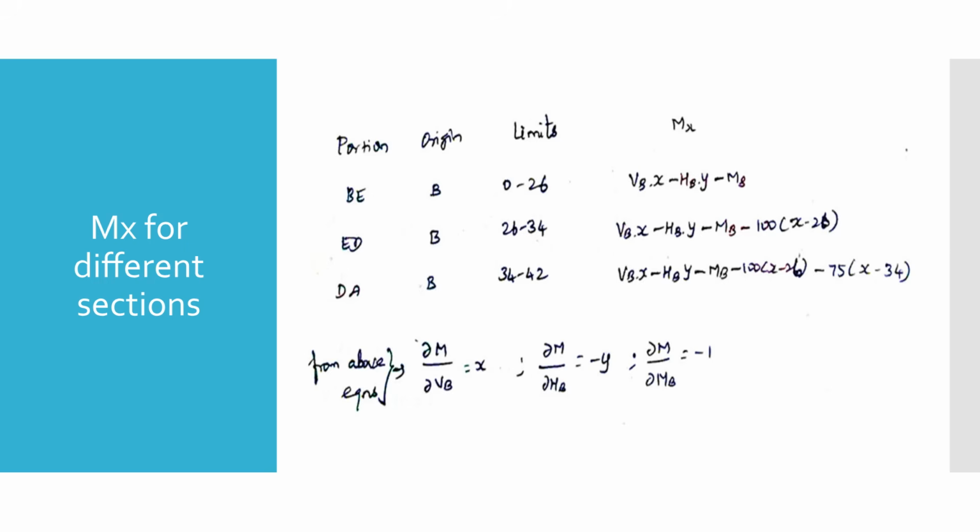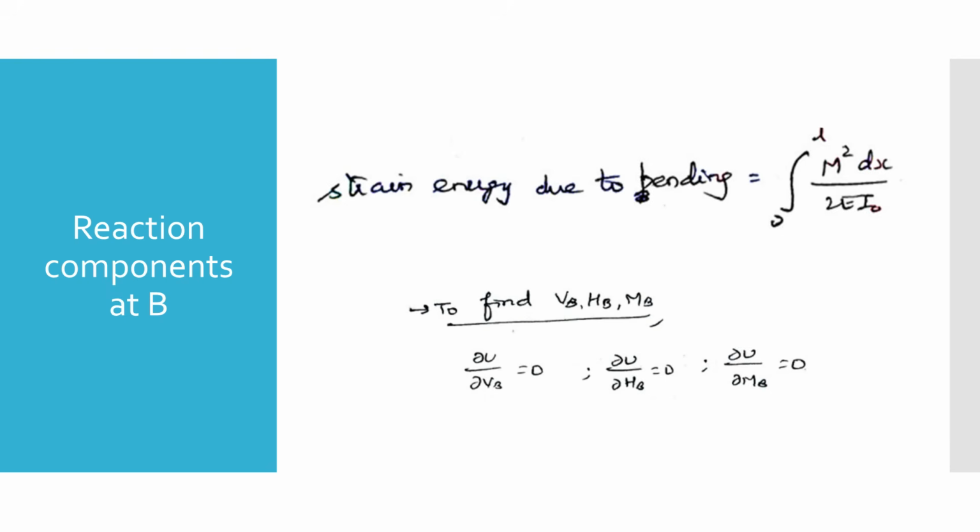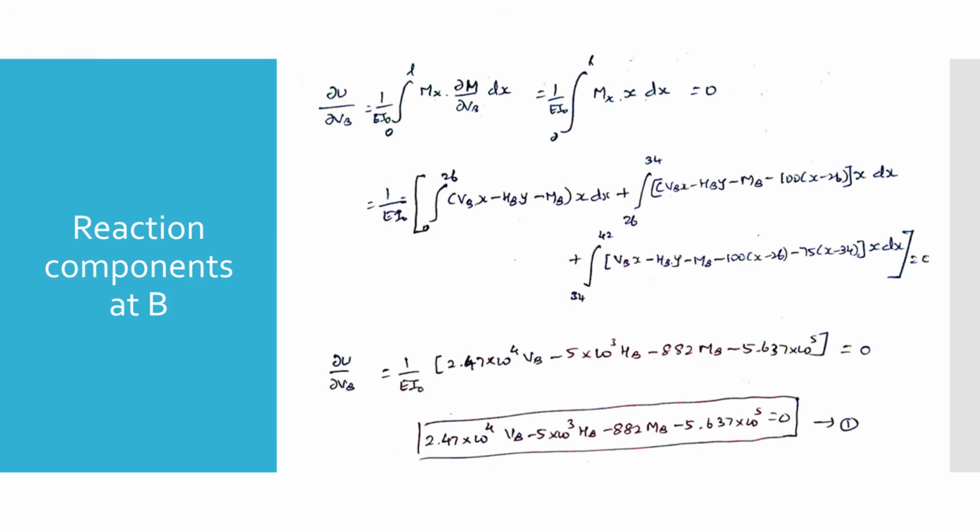Taking partial derivatives of Mx with respect to VB, HB, and MB yields x, minus y, and minus 1, respectively. Because both ends are rigidly fixed, there is zero displacement or rotation at support B. Applying Castigliano's theorem, the partial derivative of total strain energy U with respect to VB, HB, and MB equals 0. Applying Castigliano's theorem, the partial derivative of total strain energy U with respect to VB equals 0.